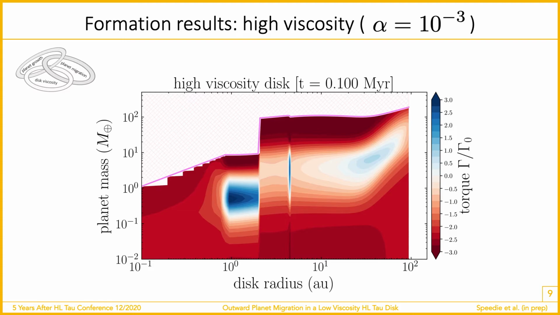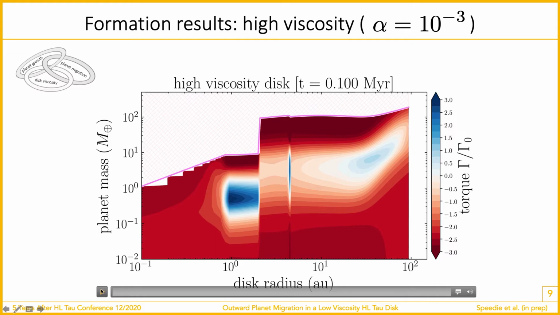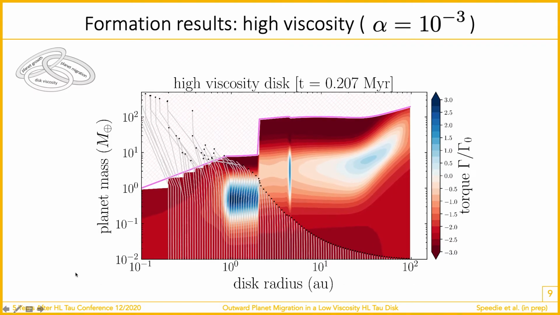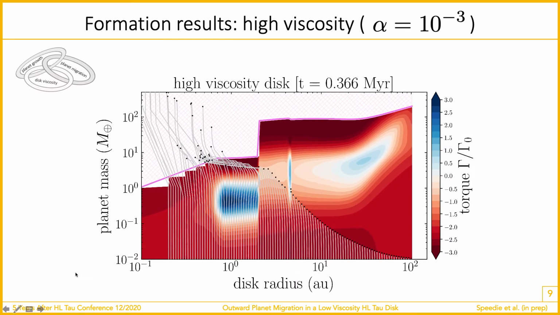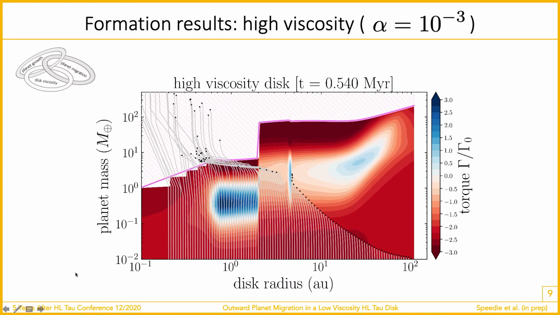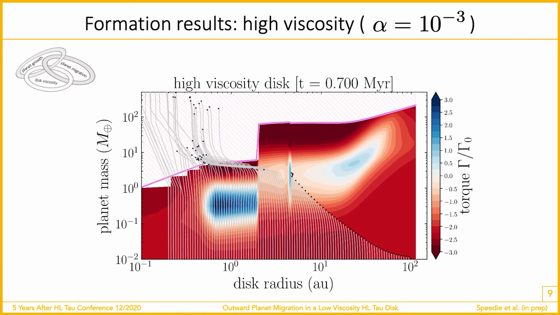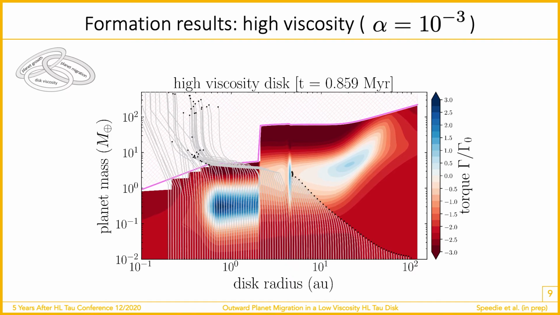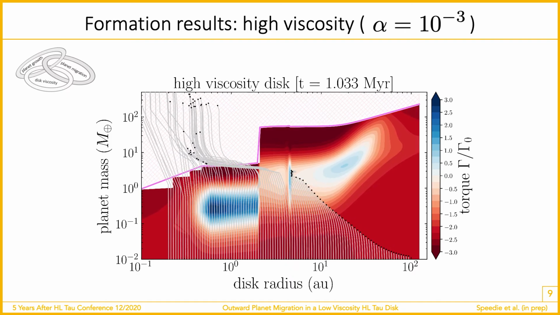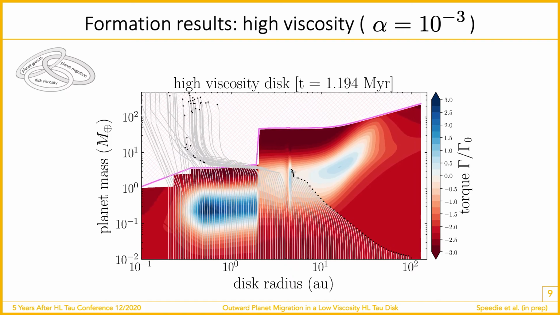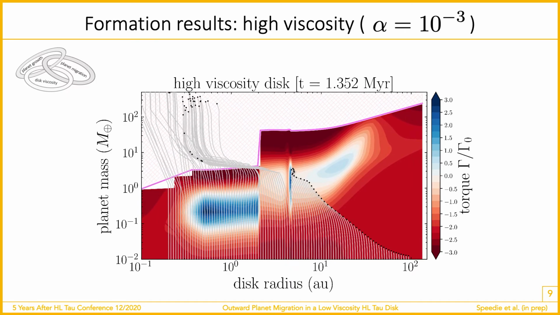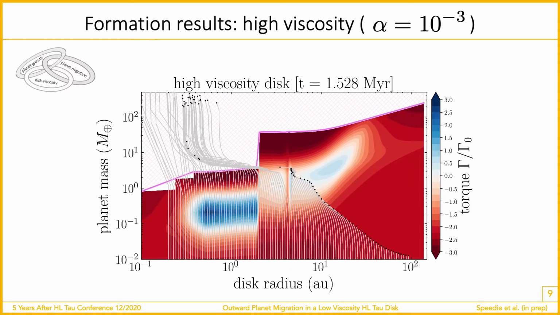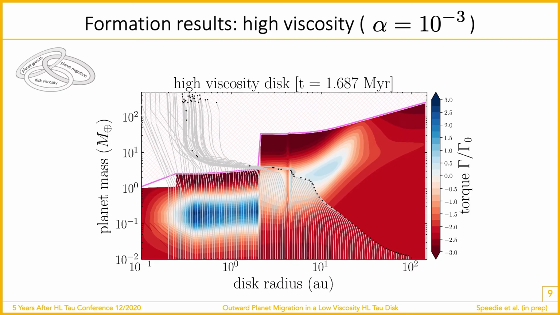So with a detailed understanding of the torque maps, we can now turn to our formation results, and I'll start with the high viscosity case. We overlay tracks of planet mass and semi-major axis onto the torque maps and compile each time step into a movie. So what you're seeing here, each black dot is a planet formed in its own separate simulation, and the gray lines display its growth and migration history. So we can watch what happens over the course of the simulation, and then we'll break it down.